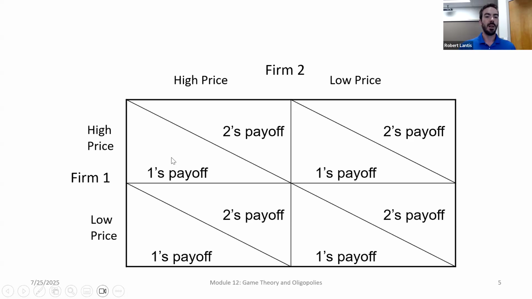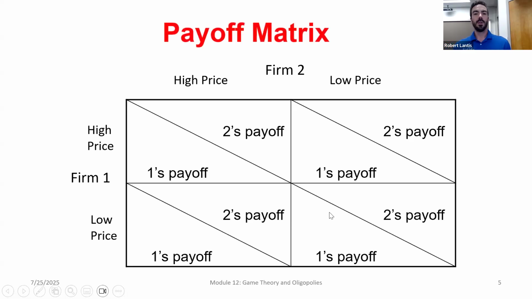So if we both set a high price, here would be firm one's profits, and here is firm two's profits. If we both set a low price, here's the resulting firm one's profits, here's the resulting firm two's profits. Those will be different, right? If we're setting low versus high prices, that's going to change our profit amounts. Okay. So this is our payoff matrix, and this is how we'll write all of these, even when it's not in the context of firms.